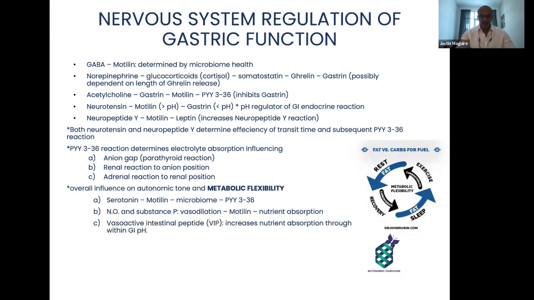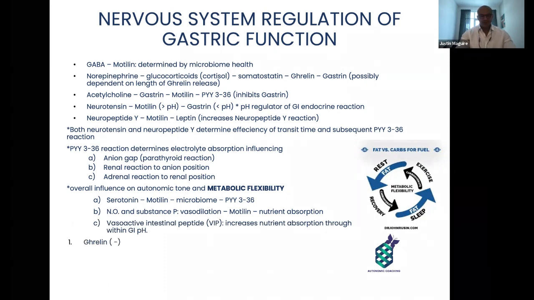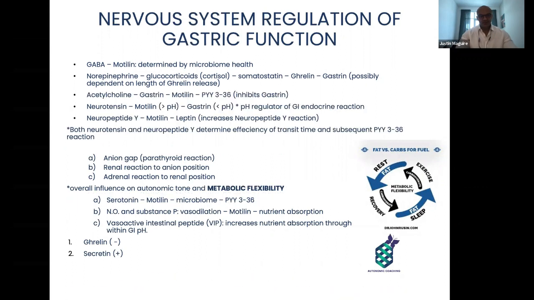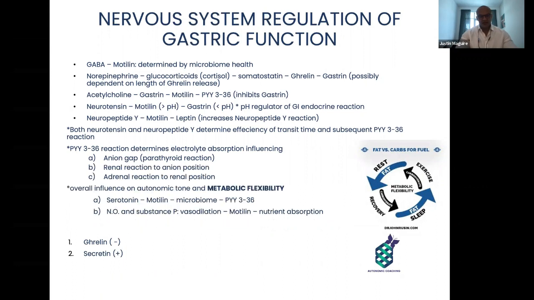Vasoactive intestinal peptide increases nutrient absorption within the GI tract. Ghrelin, secretin, gamma-aminotransferase. So just going over here one more time. Okay, so ghrelin reduces motility rate, secretin increases motility rate, and once again, the balance between stress and calm is vital to be considered in gastrointestinal health and the impact it has on your fat loss and hypertrophy.